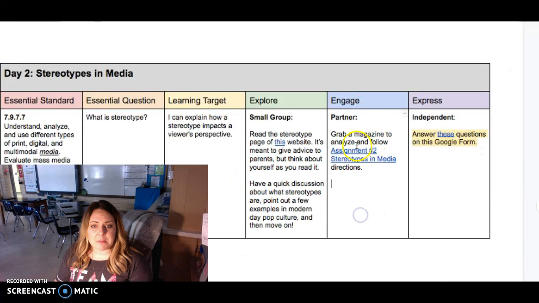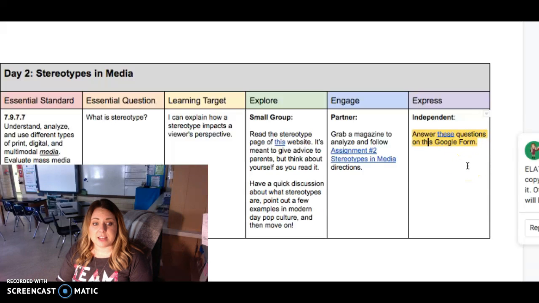When you're done with that assignment, you turn it in. This is kind of your exit ticket for the day. You need to answer these questions on this Google form before you leave class today. All right. So that's kind of the rundown.